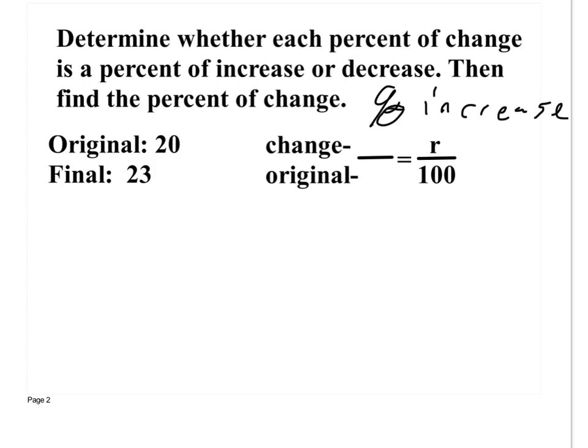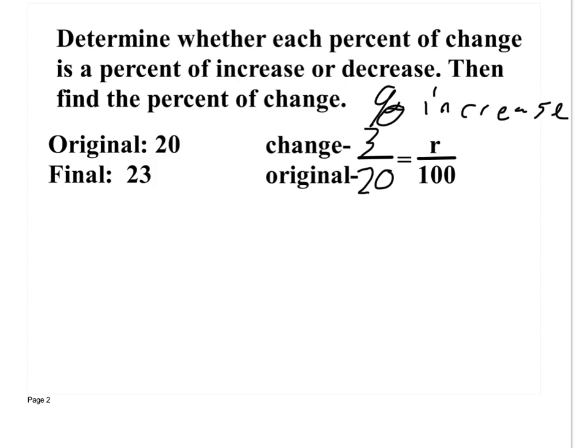Okay. All right, and then what we do is we find the percent of change. We determine whether it's an increase or decrease. You'll state it, and then you find what the percent change is. So what we do is we take the change over the original. How much did this change? 3. So we take the final minus the original, which is 3. Then we divide it by the original. Okay, and you set it up in a ratio just like this.